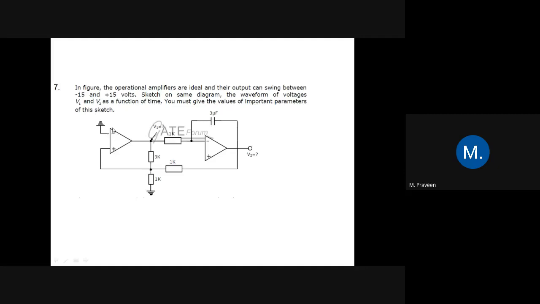Similarly, if the positive terminal is lesser than the negative terminal, then the output V1 is going to be minus V saturation. Therefore, it will operate as a comparator here. The output of the comparator will generally be a square wave. Now if the square wave is given to the integrator, what will happen to V2? That we have to find.